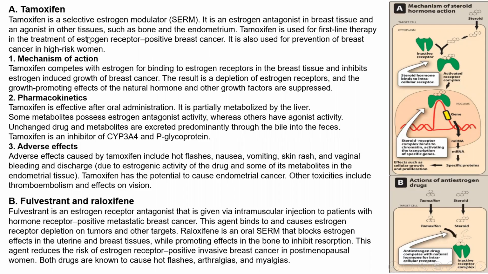In the case of tamoxifen, it is an antagonist in breast tissue, while it is an agonist in other tissues such as bone and endometrium. This drug is now used as a first-line treatment for estrogen receptor positive breast cancer, and can also be used for breast cancer prevention in high-risk women.